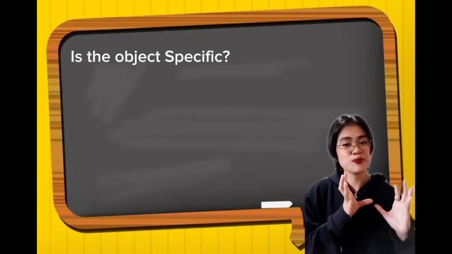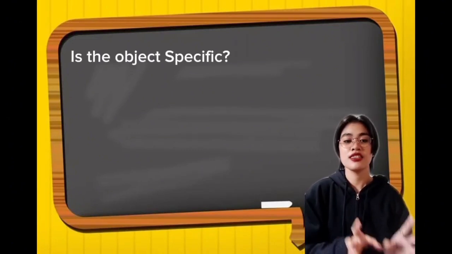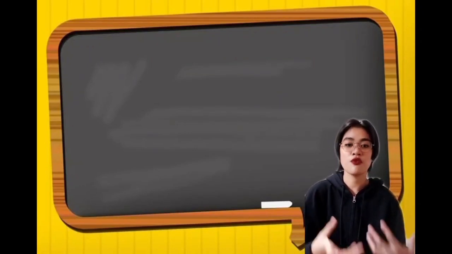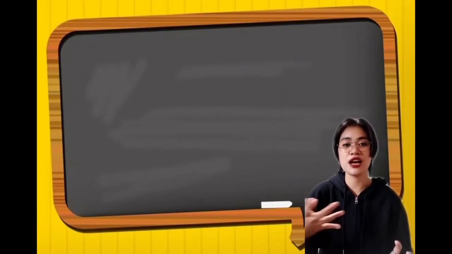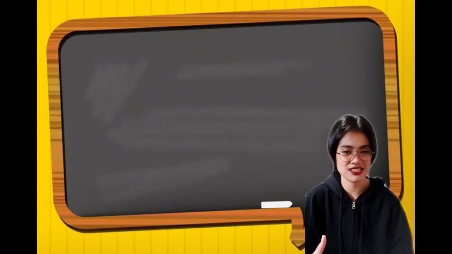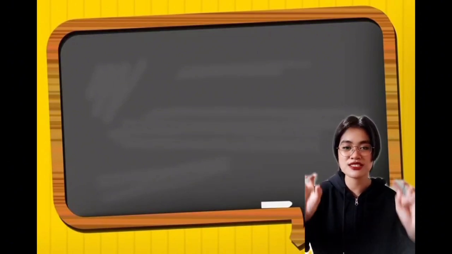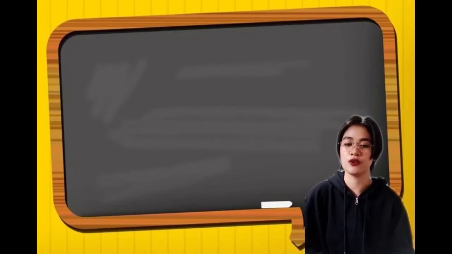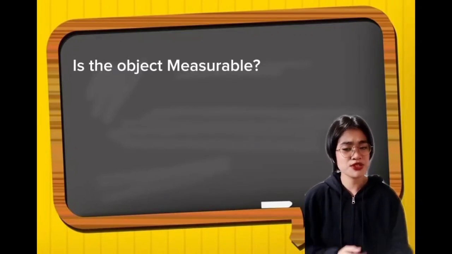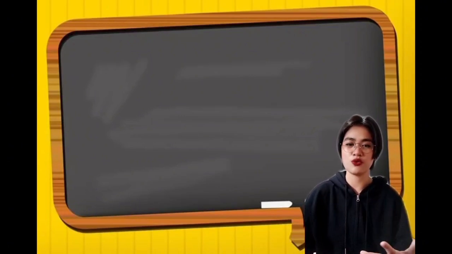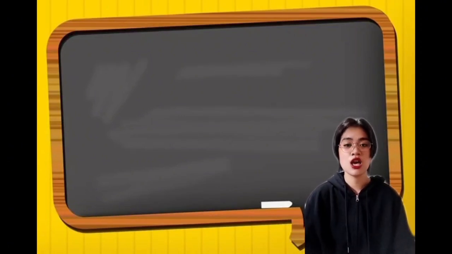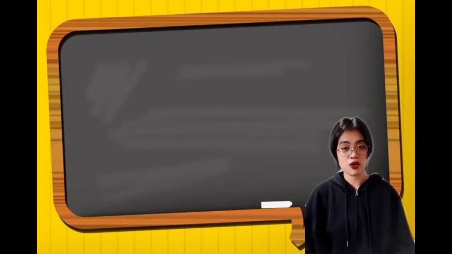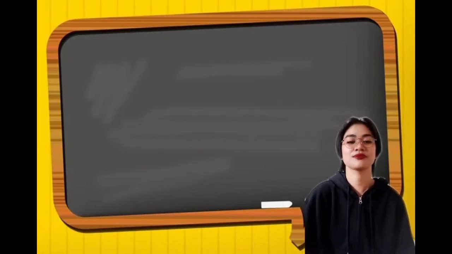Is the objective specific? The objective should be clear and unambiguous. Avoid vague terms. Instead of "understand photosynthesis," try "explain the process of photosynthesis using at least 3 terms." Is the objective measurable? How will you know if the objective has been achieved? Will students answer questions, complete a project, or take a test?